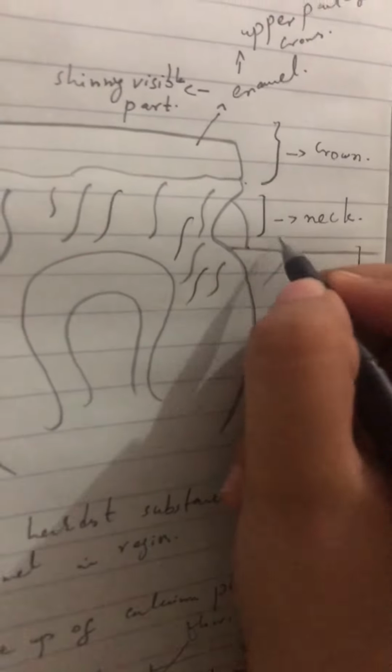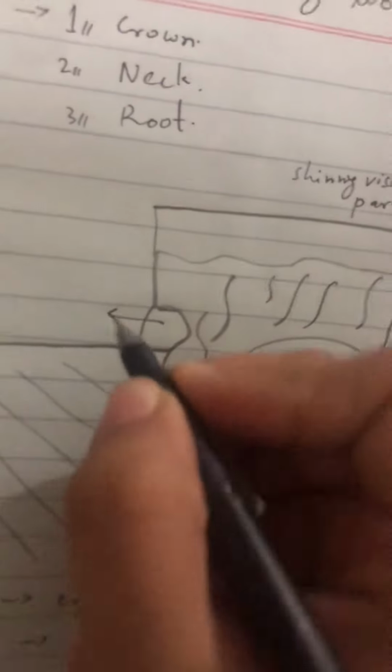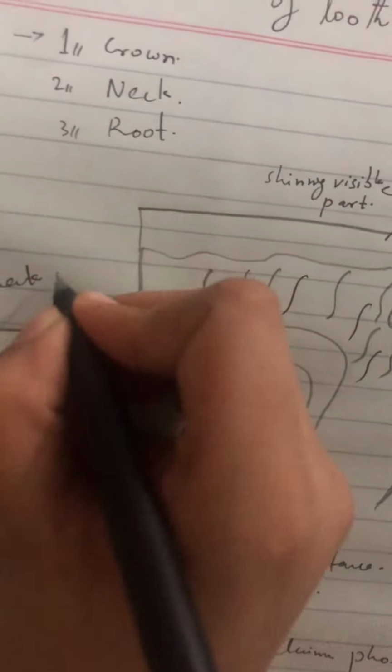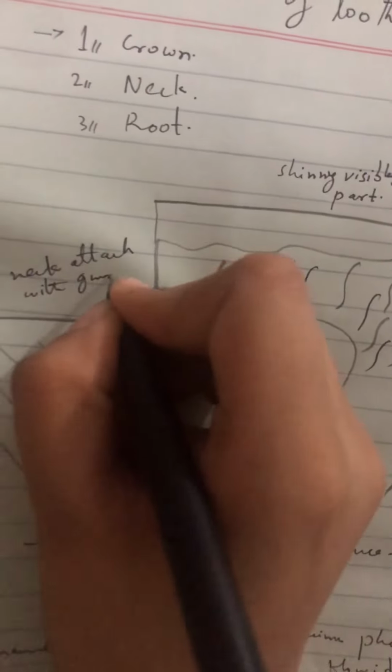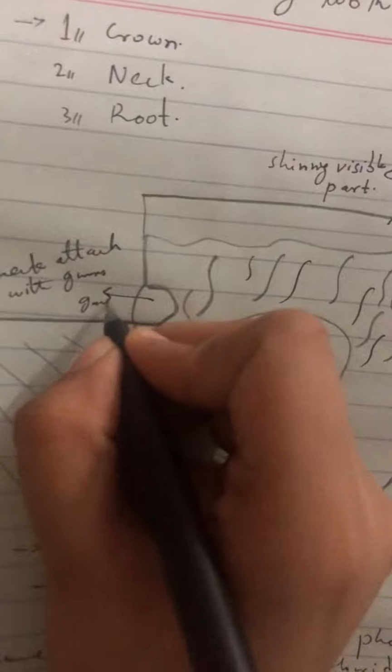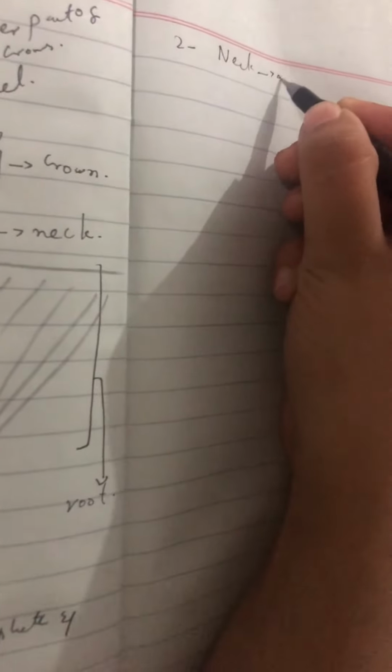Now we'll talk about the neck. As you can see here, this is the neck part. Basically, the neck is attached here. I'm writing here, this is also neck. The neck is attached with the gums. These are the gums. Neck is attached with the gums.